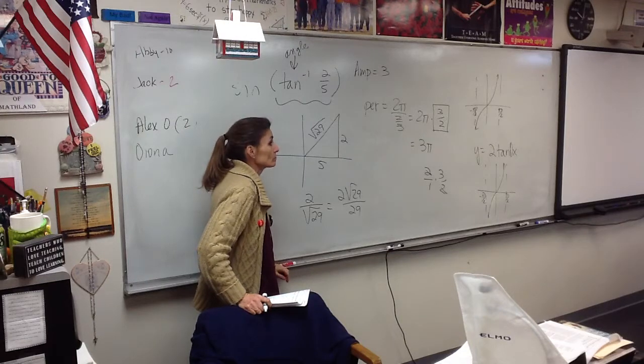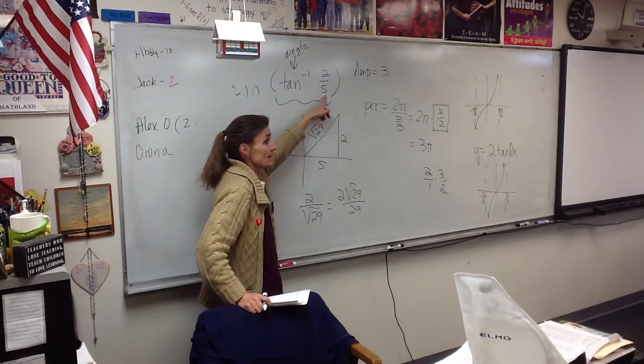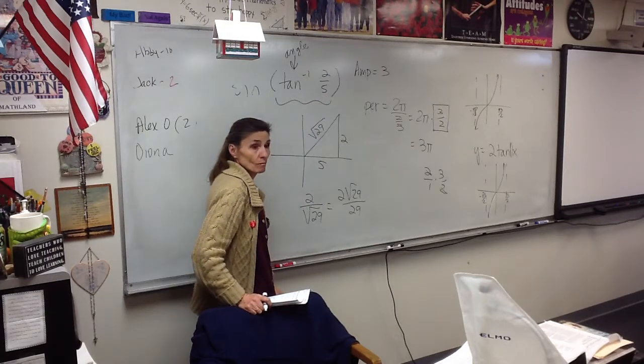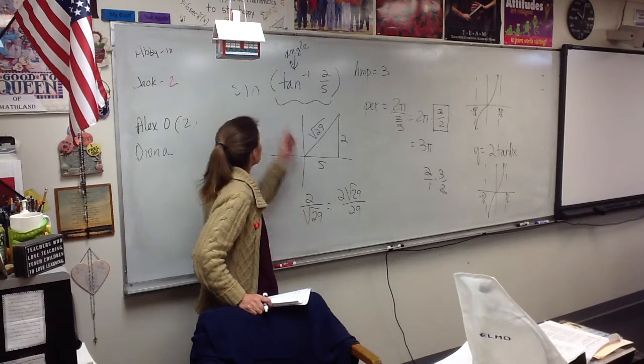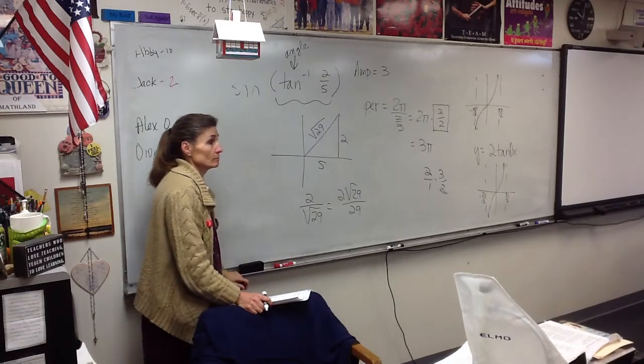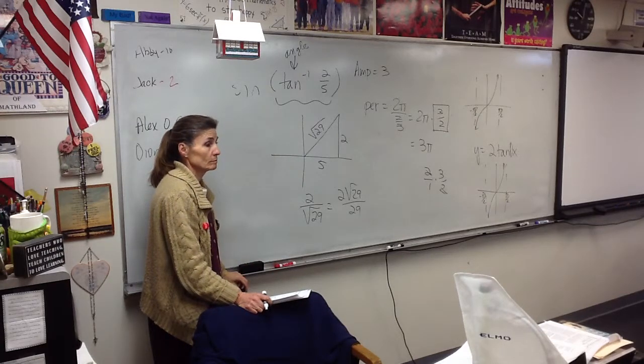Could you have drawn the triangle on the other side? No, this is positive. Anytime they're positive, I draw a quadrant 1. Wait, so why do we do 2 over root 29 again? Because it's asking me for sine. The sine. Okay, gotcha. Yeah, for one. And then the decimal value.